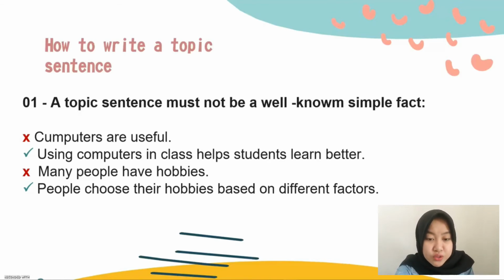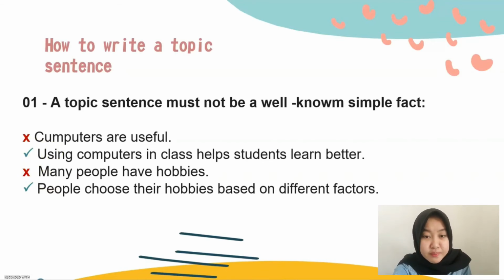"Computers are useful." Well, it's something that everybody knows already. Everybody agrees with it, and it's not offering any new interesting information to the reader, right? So this doesn't make a good topic sentence because it's only telling me some very simple fact. But I can change it a little bit and come up with a very good topic sentence. What about this one? "Using computers in class helps students learn better."